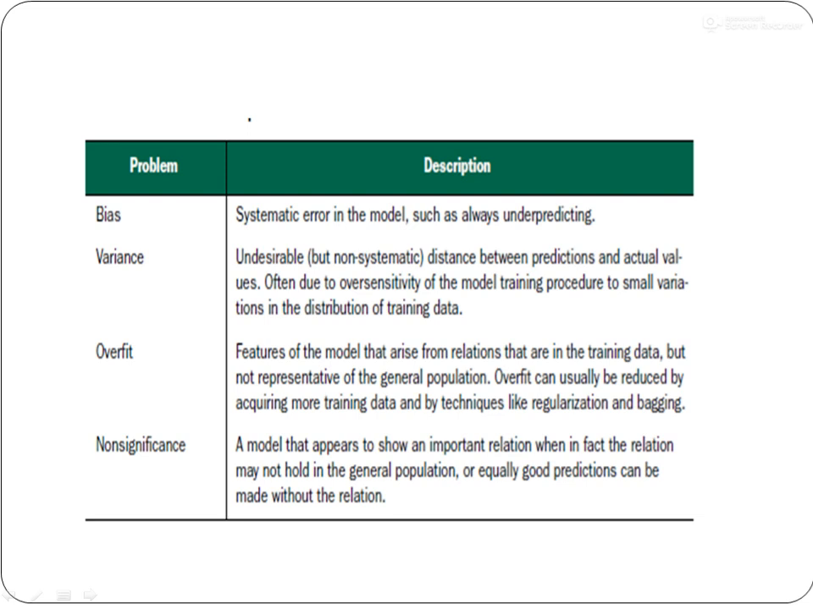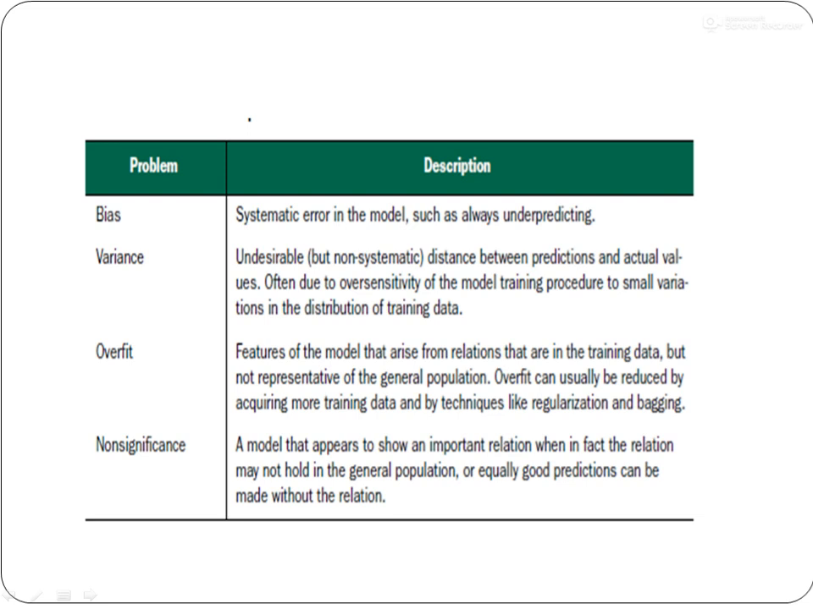Next is variance. We have predicted values and actual values, and how much the predicted value deviates from the actual value, this undesirable distance is known as variance. And if our model is oversensitive, that means if the sensitivity is high, then there can be small variations in the distribution of training data.